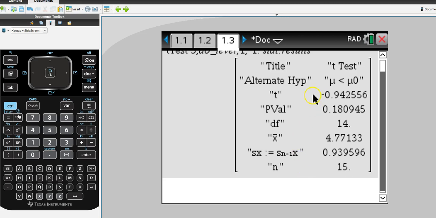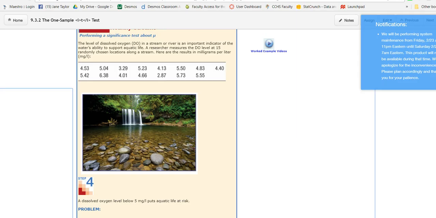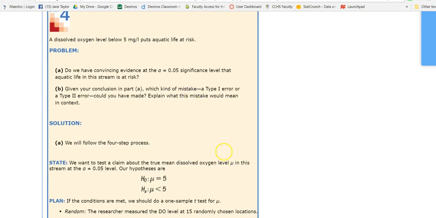So notice here we have our t-test statistic. We see that we're slightly less than 1 standard deviation below the mean of 5. We see degrees of freedom is 14, our p-value of 18%. There's our x-bar, 4.77, the standard deviation of the sample, and n. So let's go back and take a look at how this p-value would be too high for us to reject the null hypothesis. So here's the values that we get. Let's go back and look at how these are used in the problem.